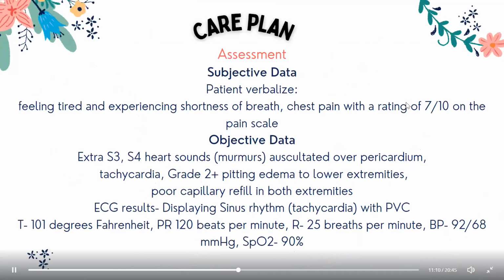Okay, so now for our care plan. Subjective data, the patient verbalized feeling tired and experiencing shortness of breath, chest pain with a rating of 7 out of 10 on the pain scale. Objective data, extra S3 and S4 heart sounds, that is murmurs, were auscultated over the pericardium. Tachycardia was also noted, grade 2 pitting edema to lower extremities, poor capillary refill in both extremities were also noted. ECG results displayed sinus rhythm tachycardia with premature ventricular contractions.